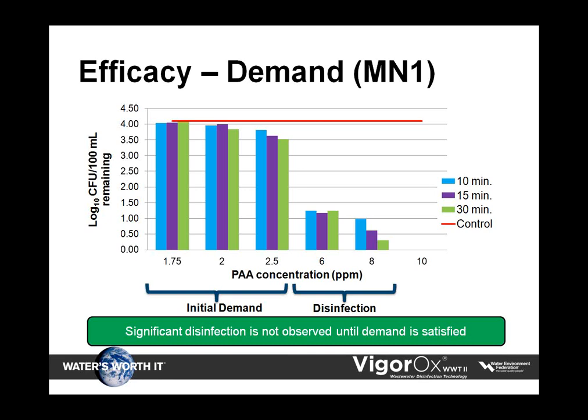For example, this secondary effluent from a plant in Minnesota was treated at different Vigorox concentrations and different contact times. A dose of 1.75 ppm did nothing, regardless of contact time. We gradually increased the dose with almost no disinfection results until we reached 6 ppm and finally got a 3 log reduction of E. coli. In order for disinfection to occur, we first needed to satisfy the PAA demand with a dose of 6 ppm. So the question is, what determines that initial demand?